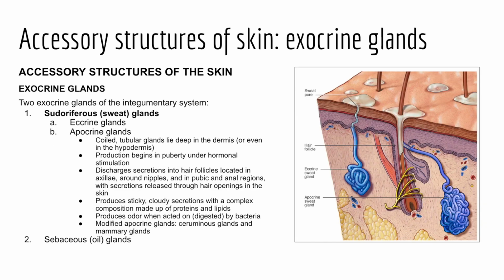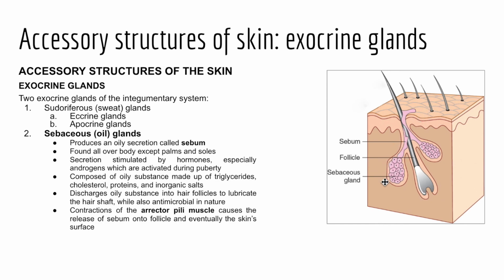I think this is actually the best image to show you the erector pili muscle right here, by which, in a process we call piloerection, we will see this hair shaft stick straight up. And this image here is going to show you that sebaceous gland by which sebum can be released into the hair follicle with the help of the erector pili muscle.